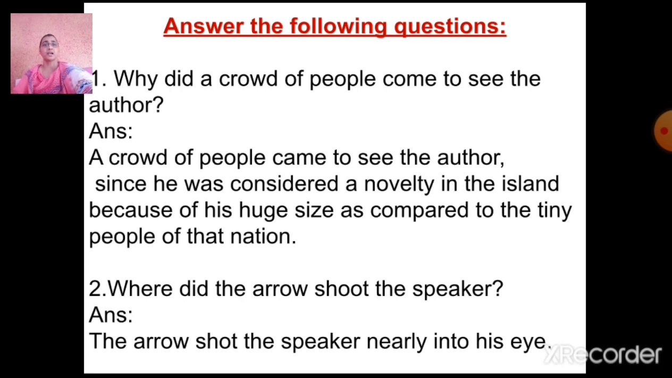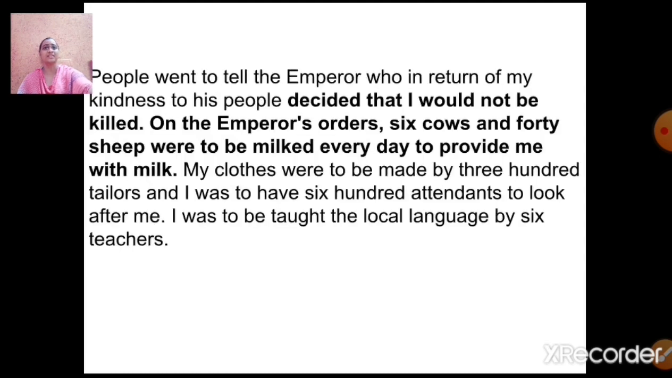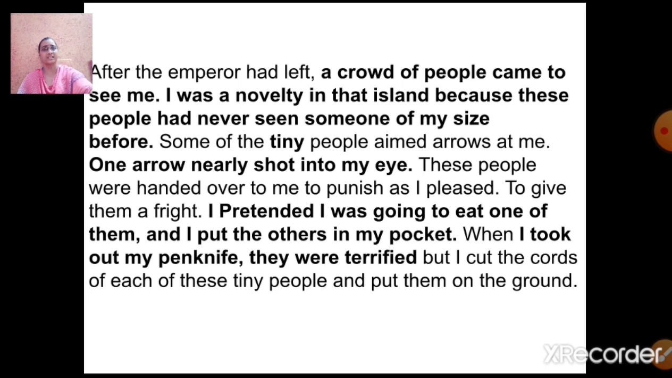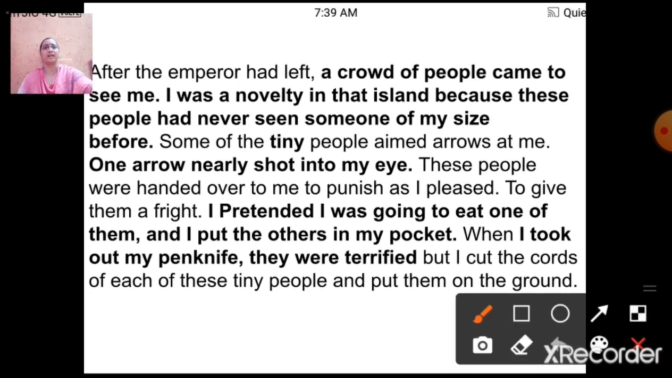Now students, let's answer the following question. Why did a crowd of people come to see the author? So now, we will go to the passage again and we will read the passage and we will try to find the answer. After the emperor had left, a crowd of people came to see me. I was a novelty in that island because these people had never seen someone of my size before. Right? Now, we have got the answer.